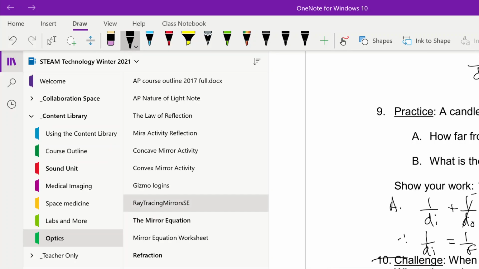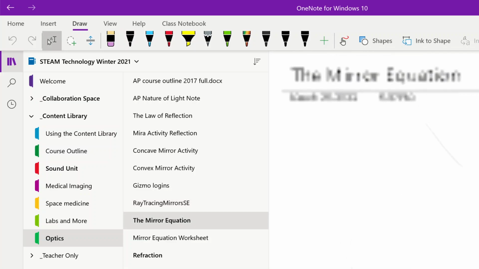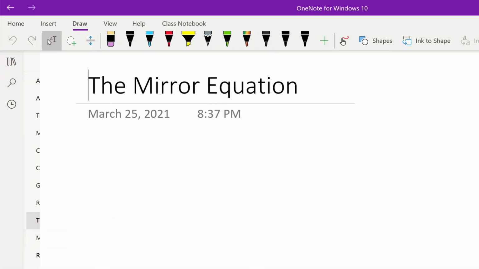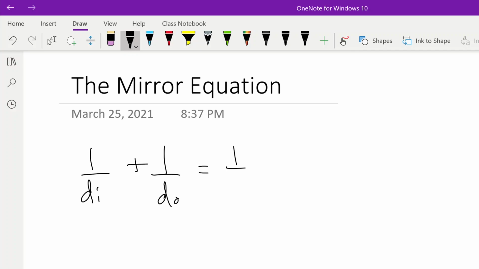So now I'm going to make a little summary here for you. The mirror equation. So the mirror equation goes like this. First, the equation goes like this, 1 over di plus 1 over do, and again, the order of that doesn't matter on that side, equals 1 over f.